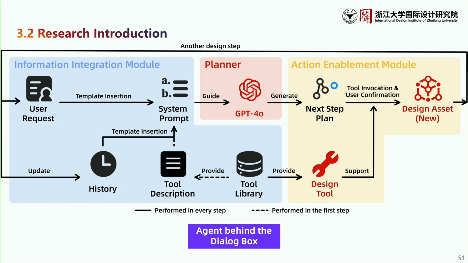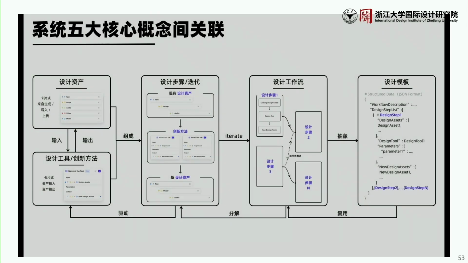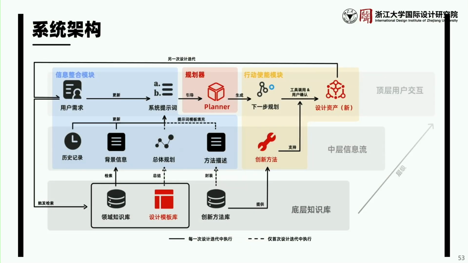And behind this dialog box is the AI agent framework. It contains a planner, an information integration module, and an action module. So let's see a short video. And this is my last part.